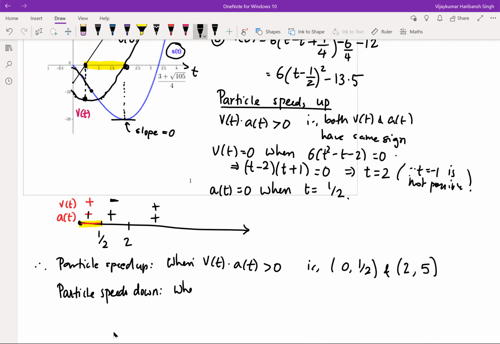Now when does the particle slow down? When v of t times a of t is less than 0. That is, on what interval? From half to 2, because that's where the signs are opposite. Okay, so this takes care of that.